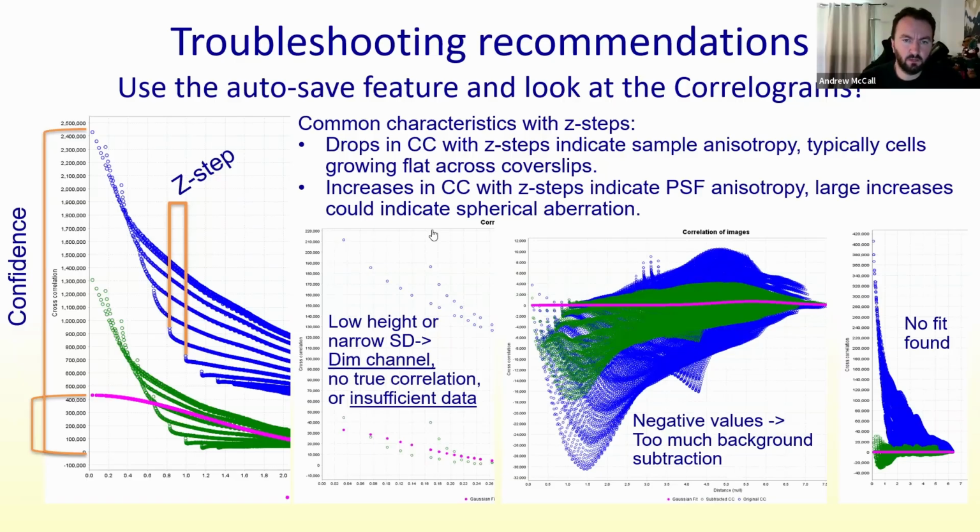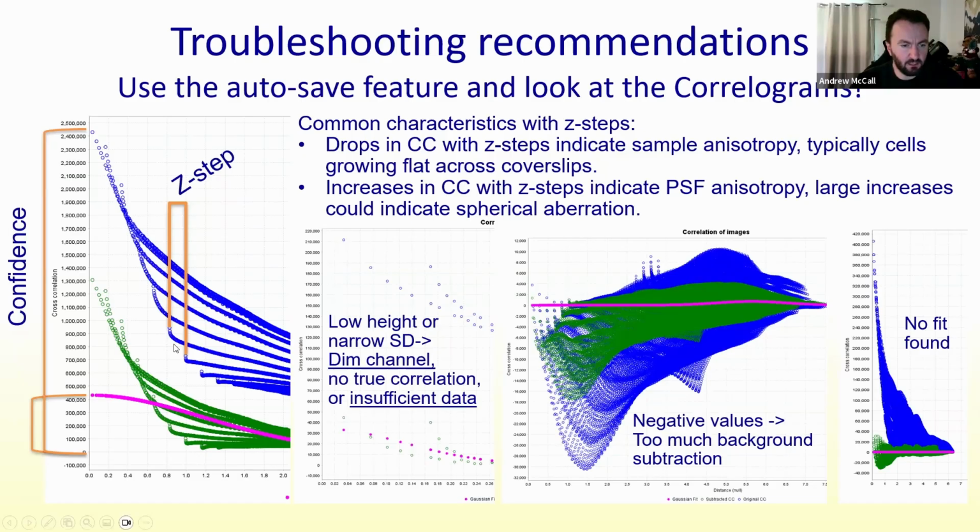Okay, all right, some troubleshooting recommendations. If you're having problems with CCC, I highly, highly recommend that you use the autosave feature and that you look at the correlograms. This is one of the first places I always look when people are having problems. If you're getting weird results, all the parameters summarize the data that you see in the correlogram. So looking at the correlogram, you're going to get a much, much clearer picture.